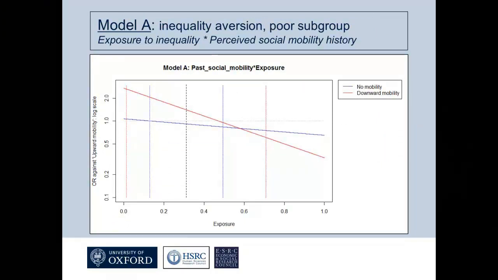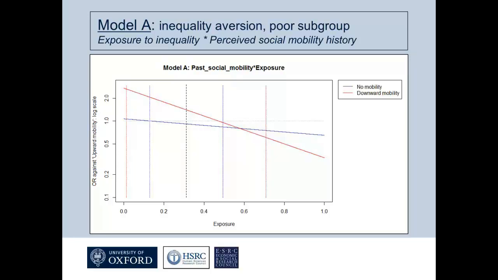This chart shows the interaction between past social mobility over recent years and exposure to socioeconomic inequality. Now, before starting to discuss the gradients of the results, I will first explain how to interpret the charts. On the x-axis is the exposure to inequality score from the perspective of the poor population, where a score of 0 is the lowest theoretically possible exposure score, and a score of 1 is the highest theoretically possible exposure score. The y-axis represents odds ratios relevant to the respective reference category and is shown on a log scale.